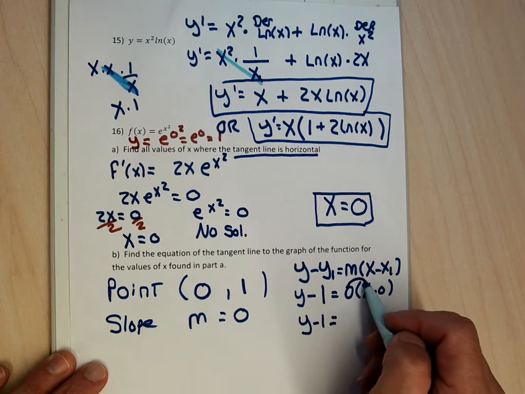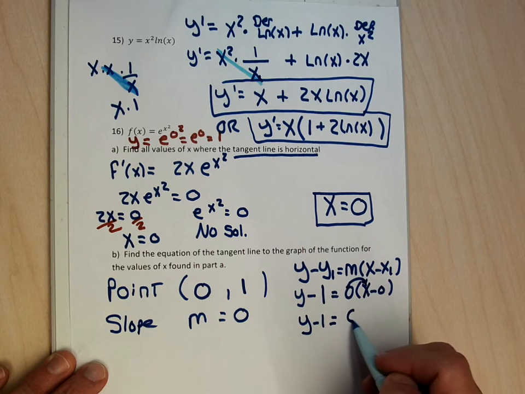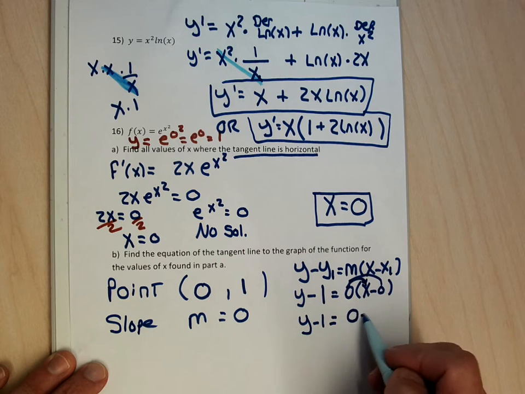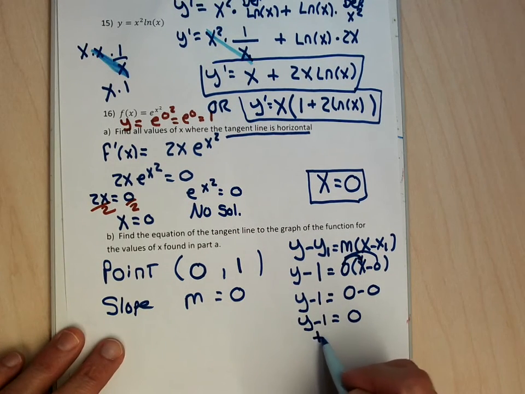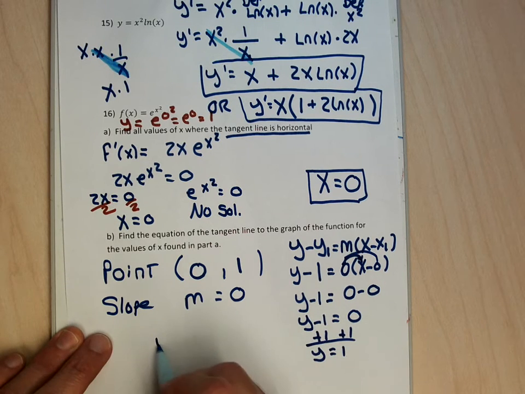On the right side, I'm going to clear the parentheses. 0 times x is 0. 0 times minus 0 is 0. When I clear the parentheses, the right-hand side comes out to be 0. I'm going to solve this for y by adding 1 to both sides. And that's going to be the answer to part B.